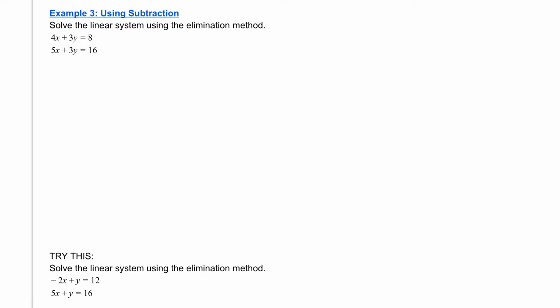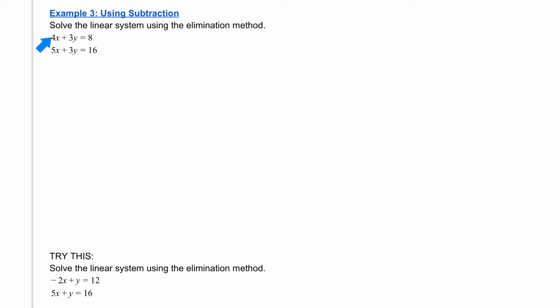In example 3, we want to solve a linear system, again using the elimination method. To do that, the first thing we have to make sure is that our variables are lined up. Our x's are lined up, our y's are lined up, and our constants are lined up on the same side. Next, what we're looking for is that our coefficients are opposites.